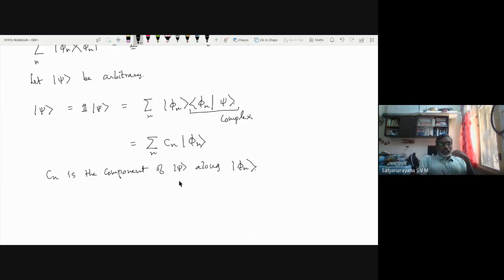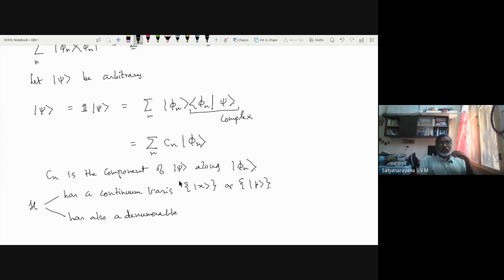Now, you can see that this Hilbert space has a continuum basis. For example, this X basis is a continuum basis, or this P basis is a continuum basis. Now, it has also what is called a denumerable basis. So that means you have bases like this, phi n. Now, Hilbert spaces which have these two kinds of bases, in addition to a continuum of bases, if it also supports a denumerable basis, then we call such a Hilbert space a separable Hilbert space.